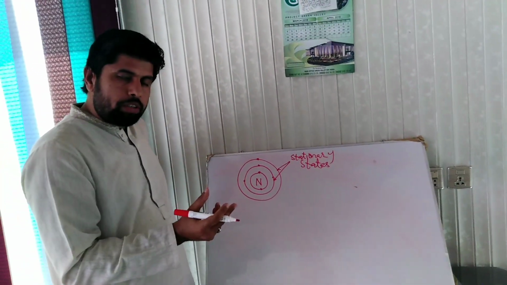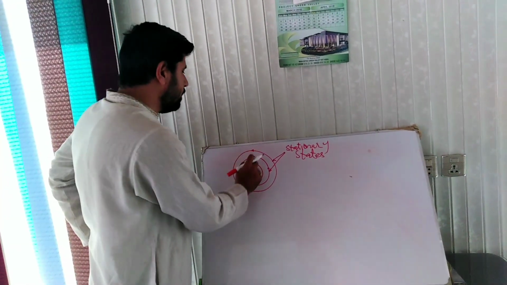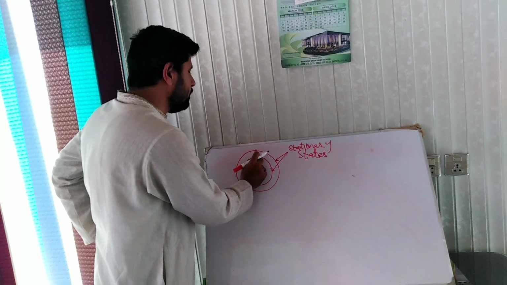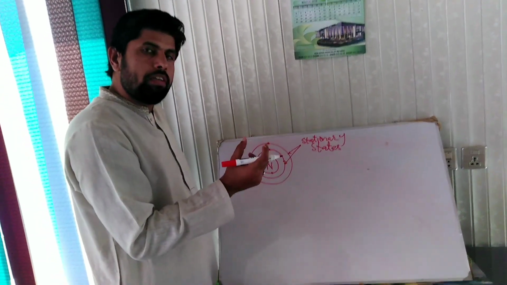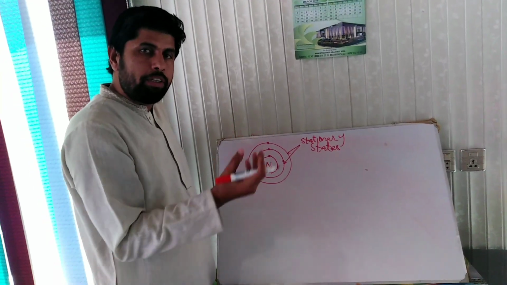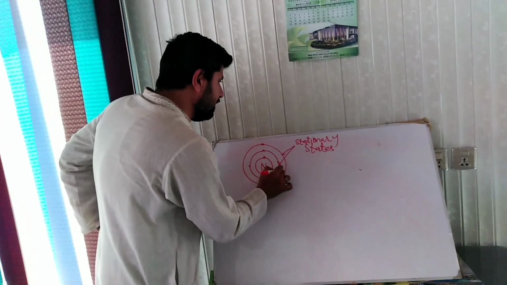So according to Bohr theory, an electron can only live in stationary states, either in this state, or this state, or this state. So an electron cannot sit in between these two states. So these are called energy levels.